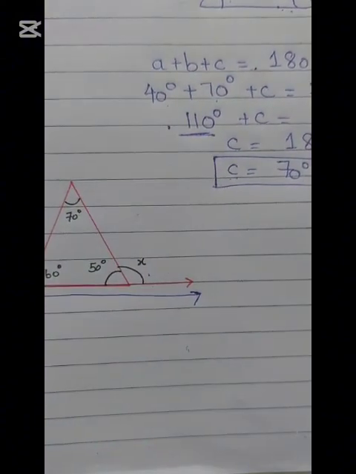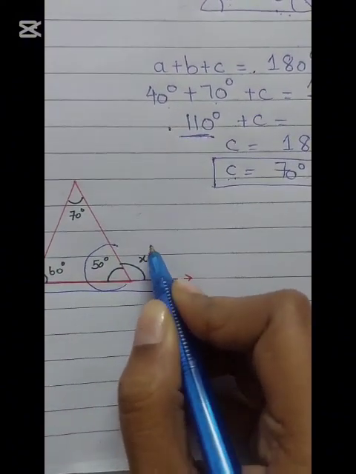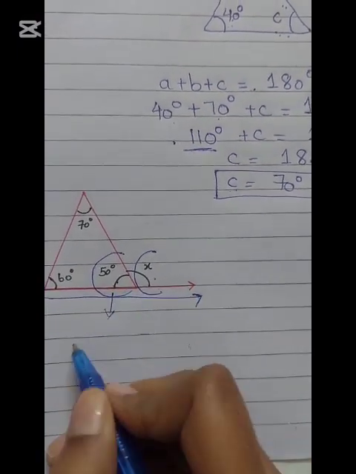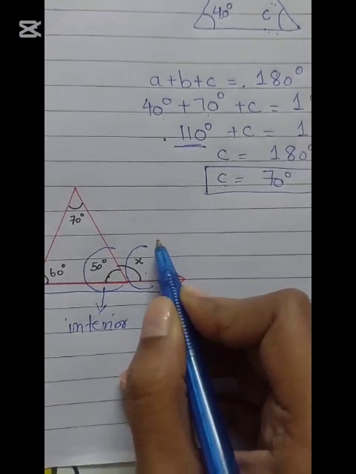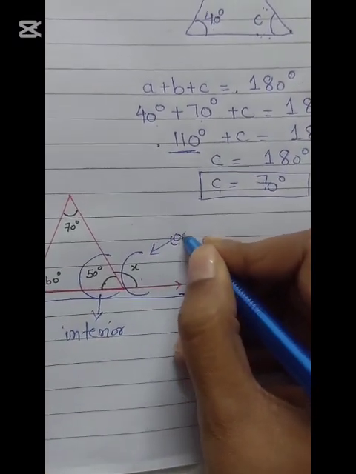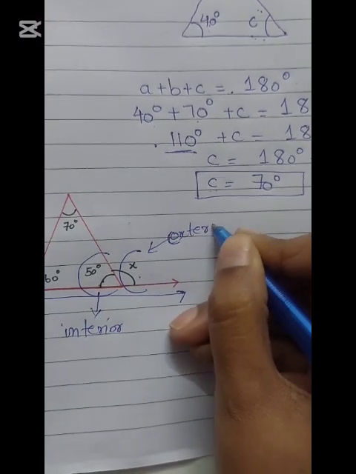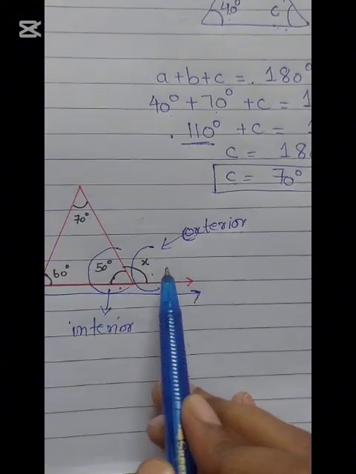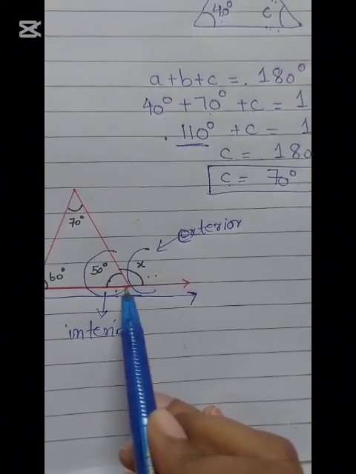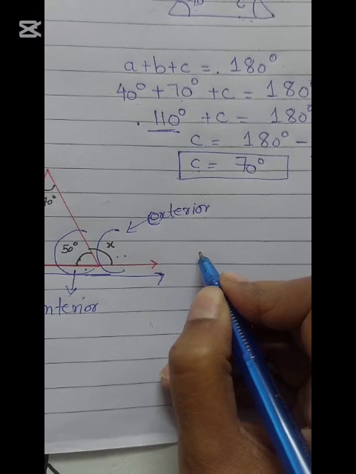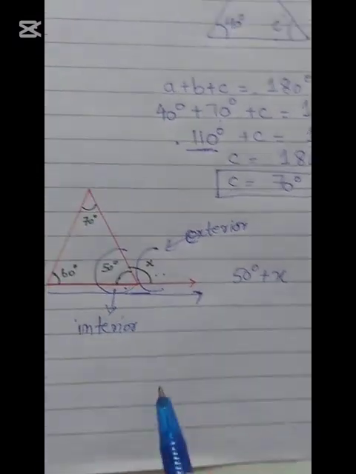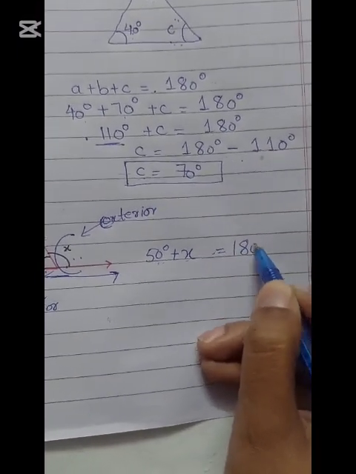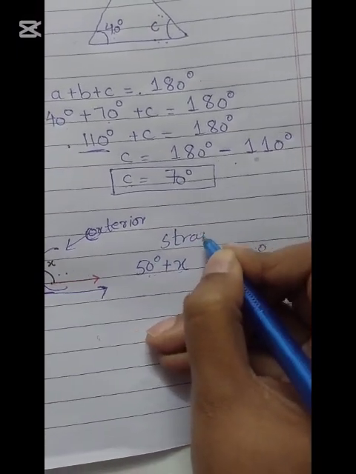In the straight line method, we have one interior and one exterior angle. This angle is inside the triangle, so we say it is the interior angle, and this angle is outside the triangle, so we say it is exterior, E-X-T-E-R-I-O-R. So one interior, one exterior. Both are linked or connected with one another. So 50 plus X, one interior plus one exterior, always sums to 180 degrees. This is called a straight line.